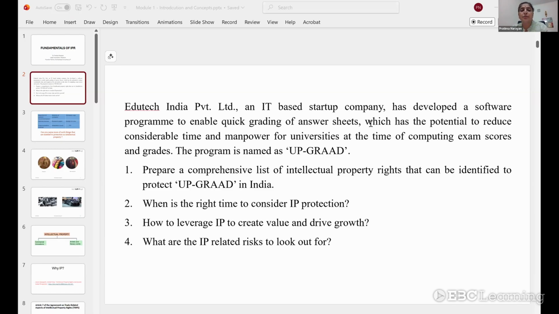So if I were to ask you the first question, if you have to prepare a comprehensive list of IP that can be identified for protecting this upgrade, what would be your answer? You can please type your answers in the chat box, or by raise of hand, you can just come online on the audio and just present your answers.